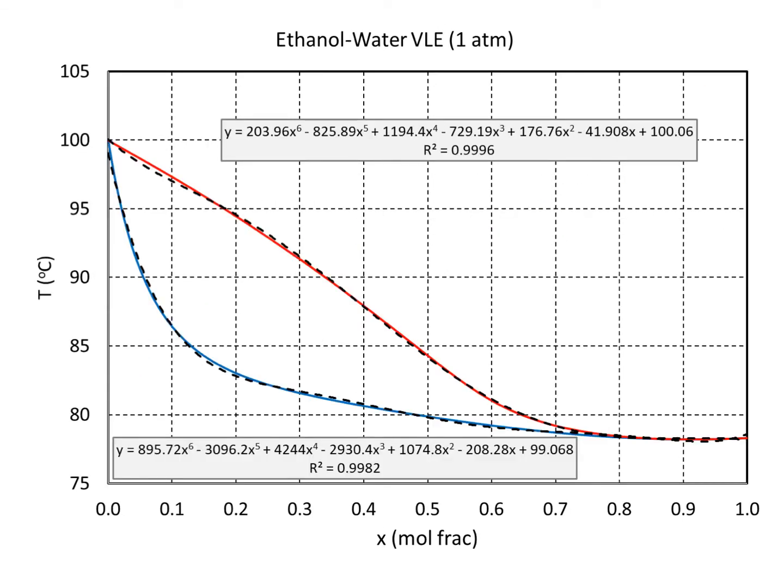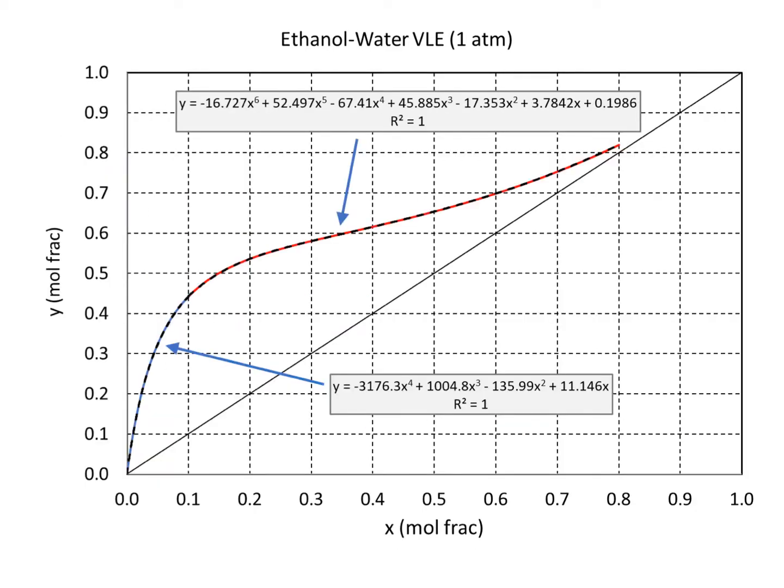For the TXY diagram, we have a similar situation. We can fit the dew point and bubble point curves with a 6th order polynomial, but it's okay, probably will work okay, but it doesn't quite match the data. You see here. We can do better than that, and I'll show you how.